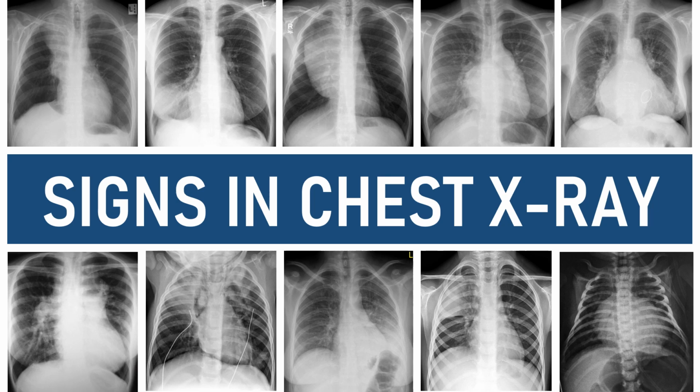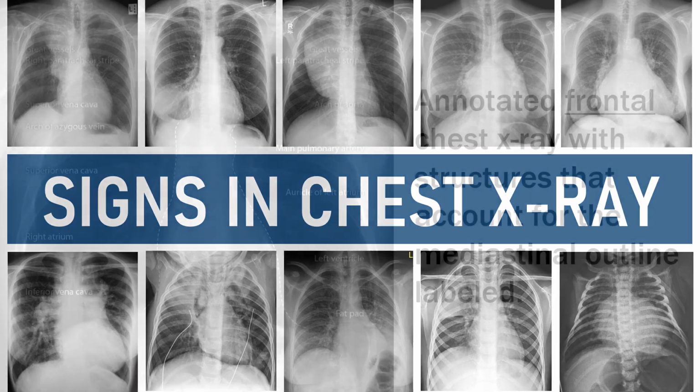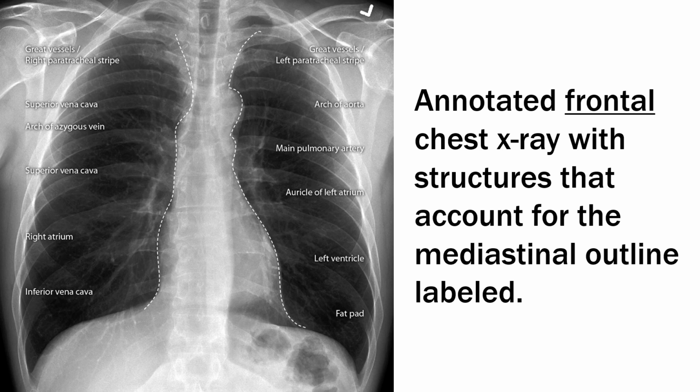Today we are going to discuss different signs in chest X-rays. A thorough understanding of the structures which normally contribute to the cardiomediastinal outline is essential in being able to interpret chest X-rays and localize abnormalities. We will start with an anteroposterior chest X-ray with structures that account for the mediastinal outline.